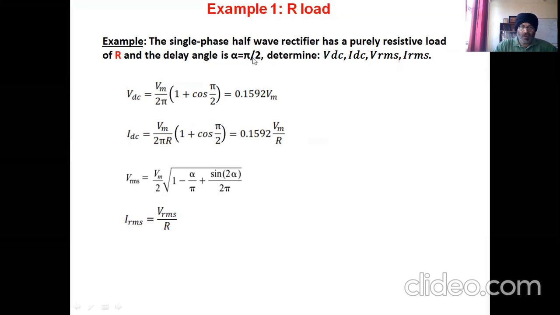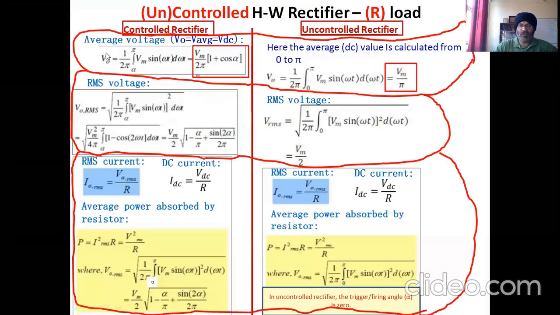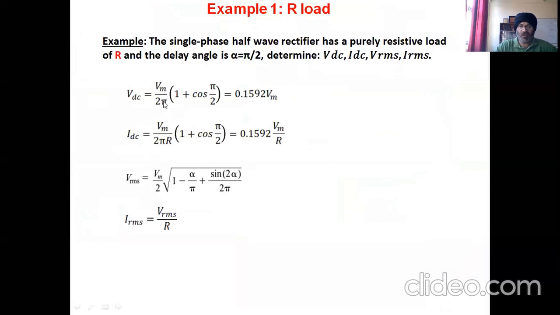So, angle equal to pi by 2. You can easily find out using this equation. Integrate the voltage from alpha to pi, dividing it by 2 pi, we get this value, and we can substitute these values here and find out the average DC value. Here alpha is pi by 2. If we know the value of Vm, we can easily find out the DC voltage at the output. From here we can see that the DC at the output is only 15% of the peak voltage.